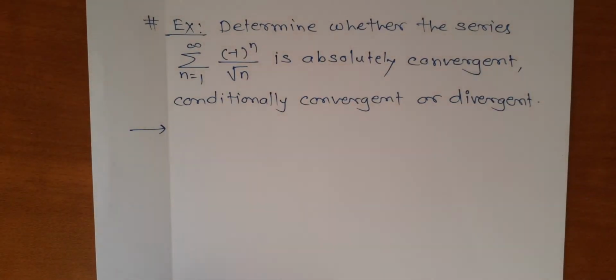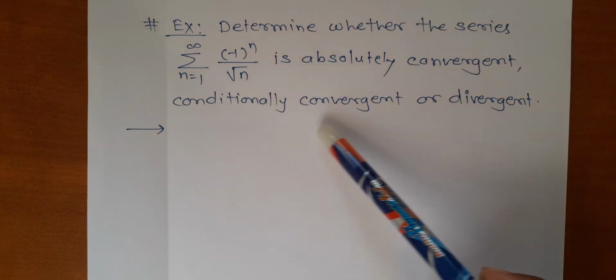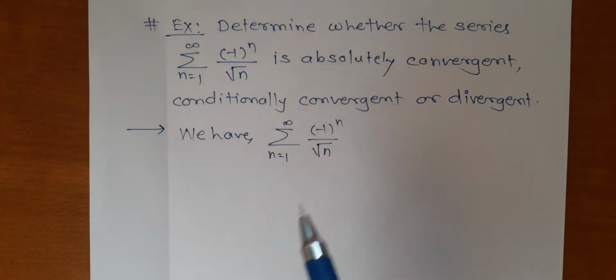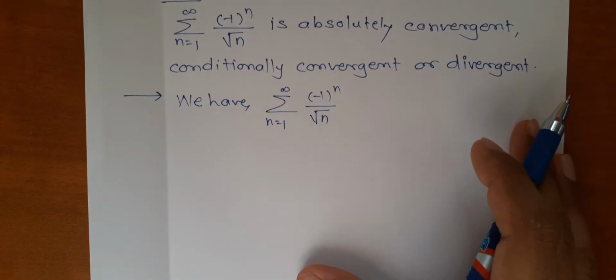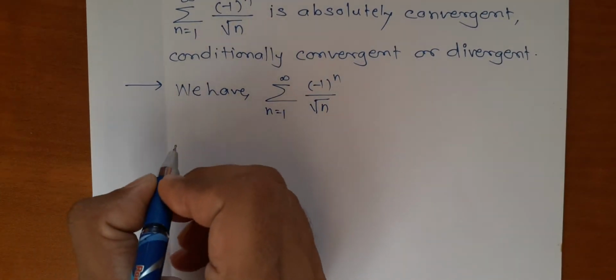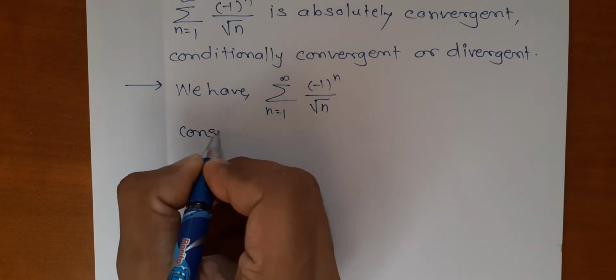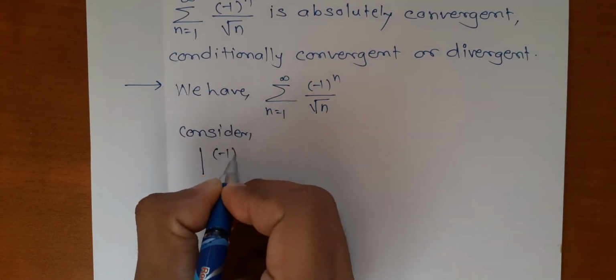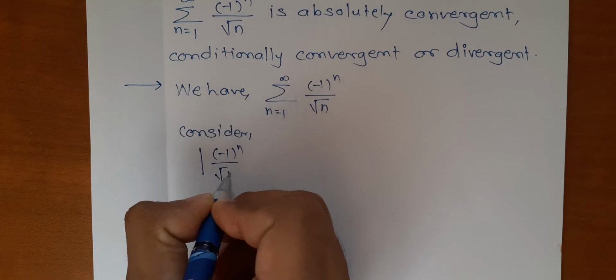Hi everyone. So we have this series and we have to check whether this series is absolutely convergent, conditionally convergent or divergent series. First of all, I will write the given series. First, I will try for absolute convergence. So in that case, what we do, we consider mod of minus 1 raised to n upon root n, right?